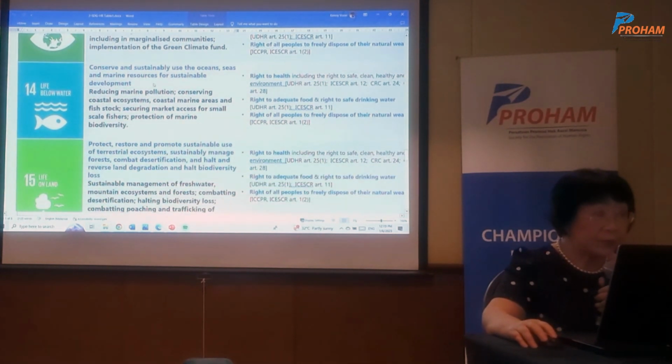And SDG 14, life below water, to reduce marine pollution, conserve coastal ecosystems, coastal marine areas, and fish stock, secure market access for small-scale fishers, and protect marine diversity. So the world ocean has been really overfished. You have huge fleets from Japan and European countries fishing all the way down to Antarctica for their whales and all sorts of resources they can get.